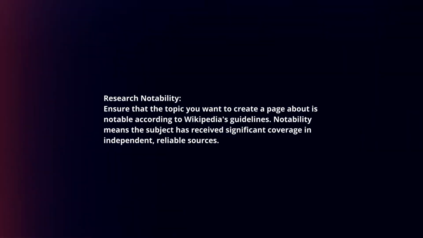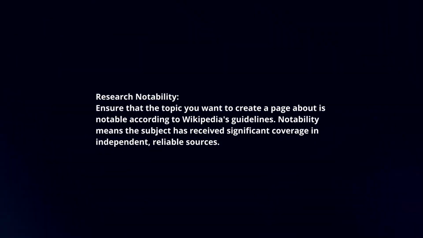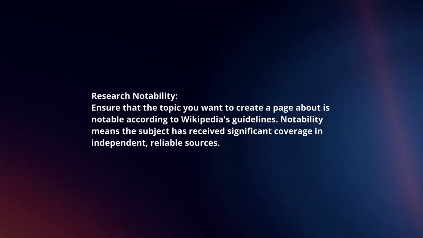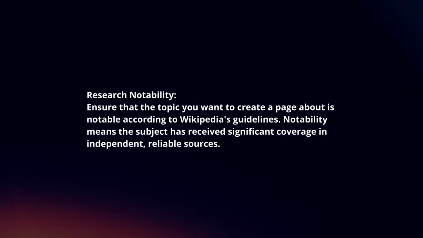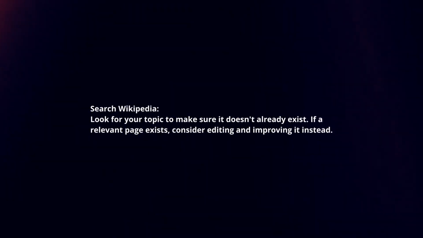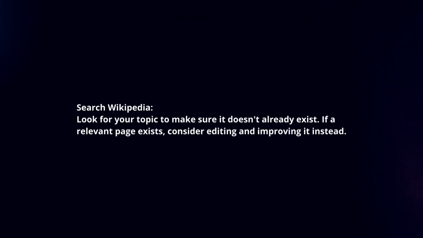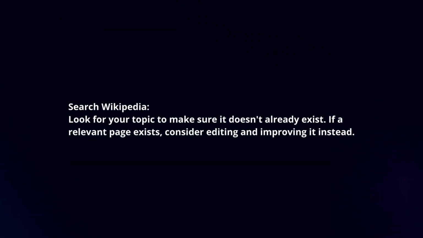Research notability. Ensure that the topic you want to create a page about is notable according to Wikipedia's guidelines. Notability means the subject has received significant coverage in independent, reliable sources. Search Wikipedia. Look for your topic to make sure it doesn't already exist. If a relevant page exists, consider editing and improving it instead.